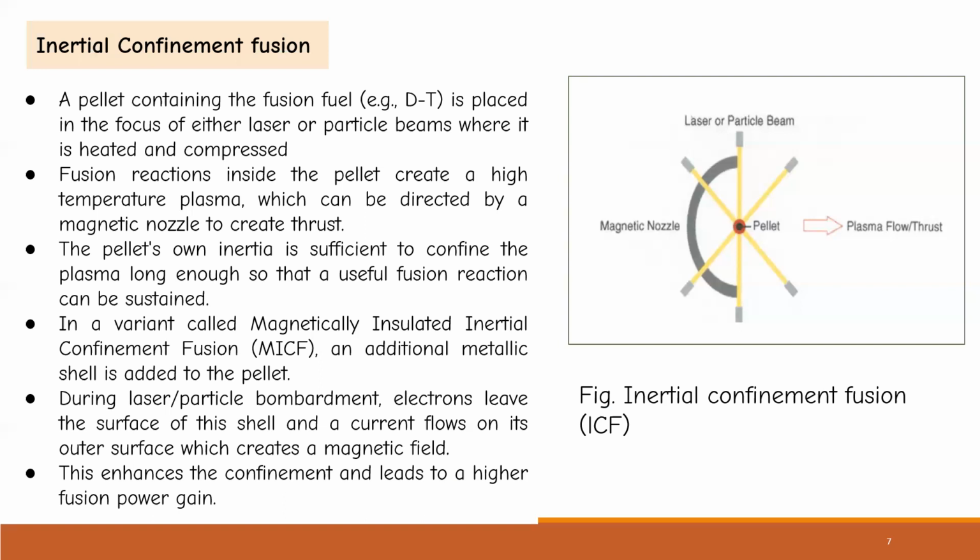Fusion reaction can be sustained in a variant called magnetically insulated inertial confinement fusion. An additional metallic shell is added to the pellet. During laser or particle bombardment, electrons leave the outer surface, which creates a magnetic field. This enhances the confinement and leads to a higher fusion power gain.